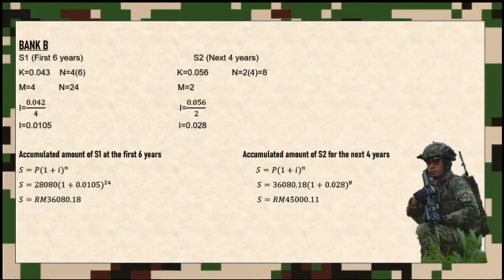Now we find for the next 4 years, which is K is 0.056, N is 8, M is 2, and I is 0.028. And for the accumulated amount of S2 for the next 4 years, we use the same formula again, which is S equals to P in the bracket of 1 plus I at the power of N. P is 36,080.18 in the bracket of 1 plus 0.028 at the power of 8, and it equals to 45,000 ringgit and 11 cents.